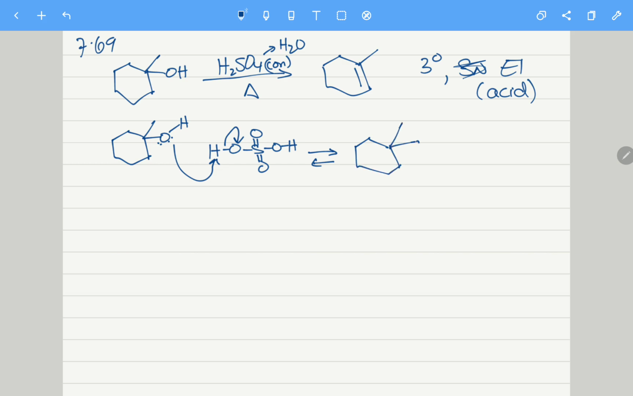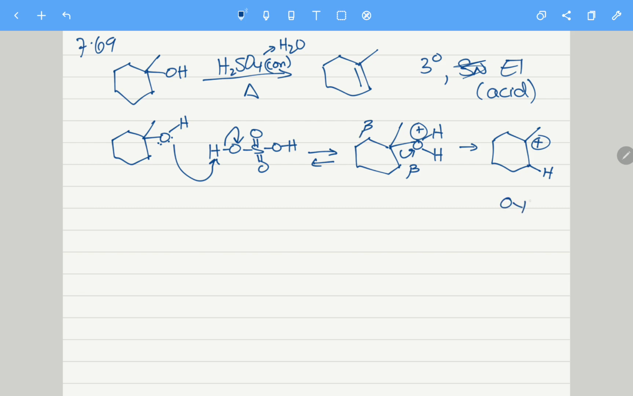It makes it a much better leaving group because when it leaves as water, water is pretty stable. So the leaving group leaves. Remember, this is going to be E1. We get our tertiary carbocation, and because we have heat, we can deprotonate one of the beta hydrogens. Remember, there's 2 beta positions, but they're equivalent to each other.